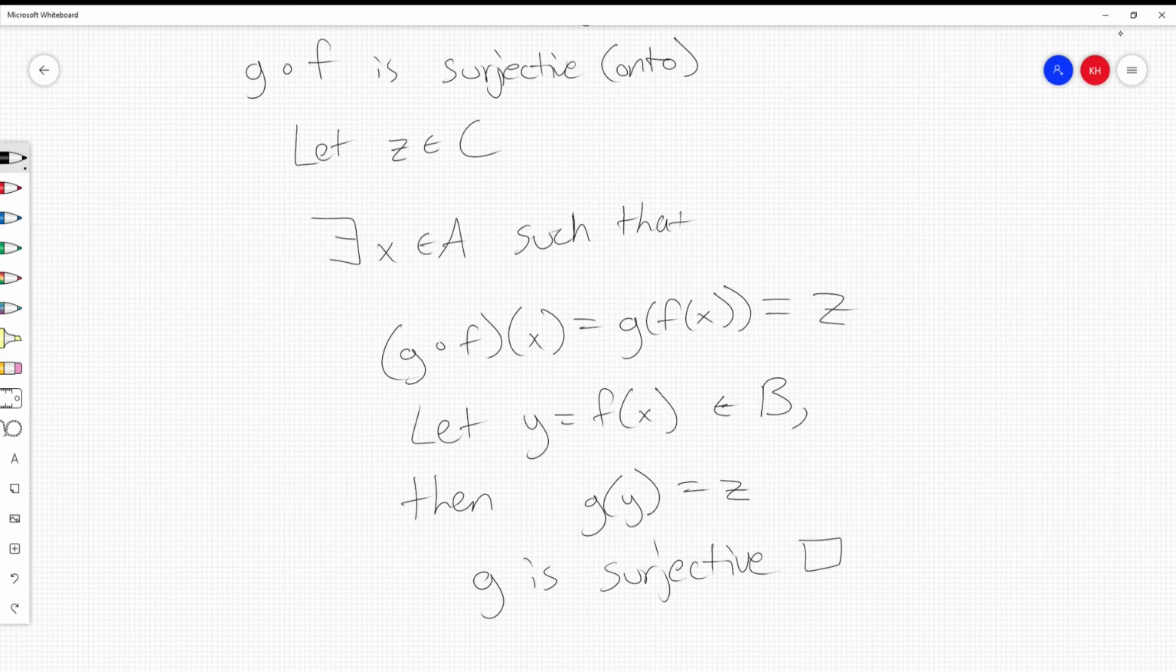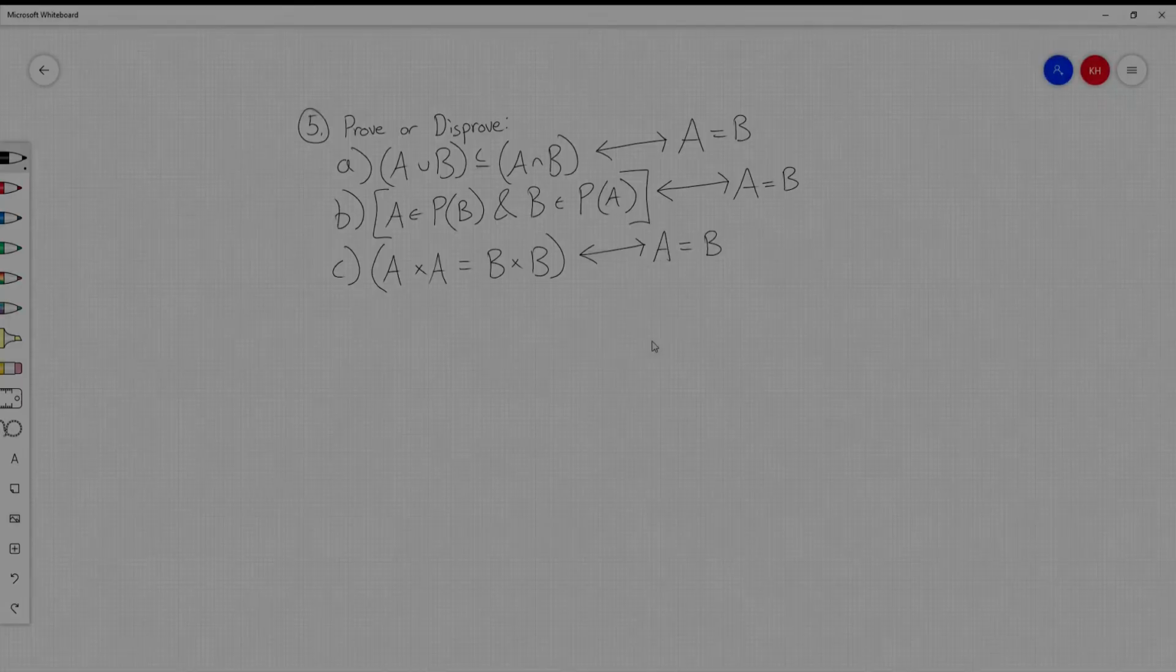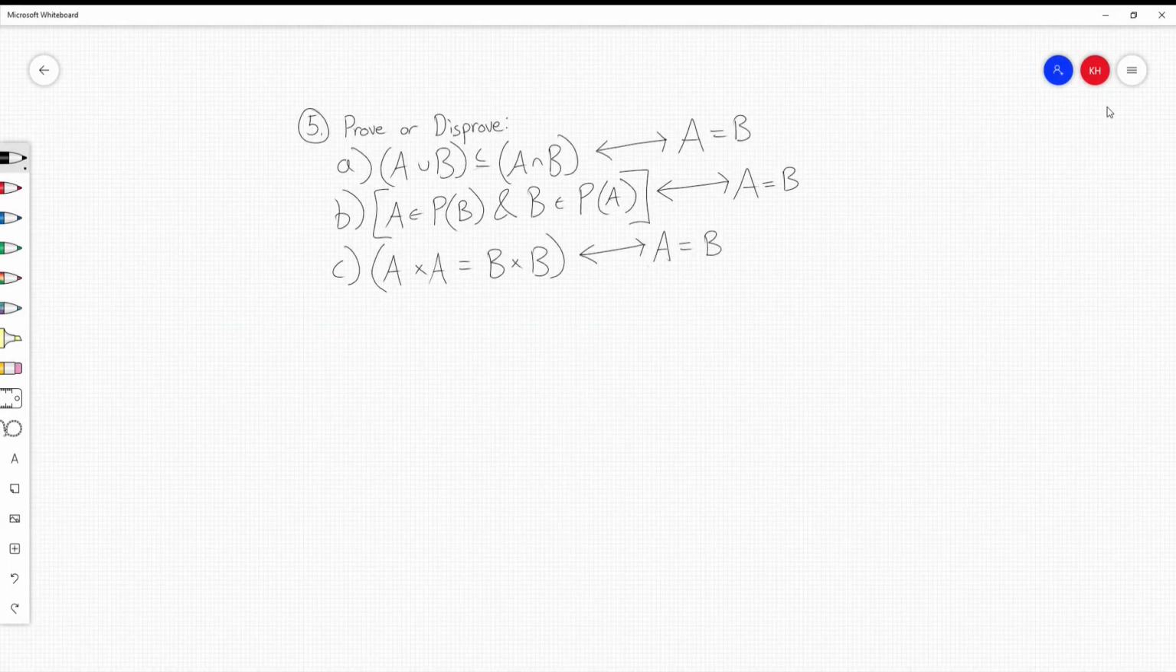All right, let's go on to the last one. All right, going on to number 5, our last problem here. I'm going to do A. I'll let you guys do B and C at home because I don't think they're very difficult in finding a contradiction or even being able to prove it. But for A, we have A union B is a subset of A intersection B, which will imply both ways that A is equal to B.